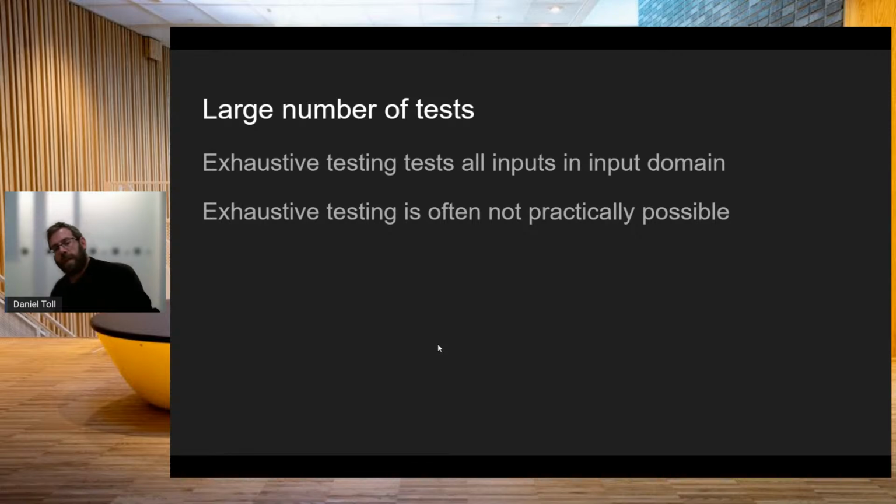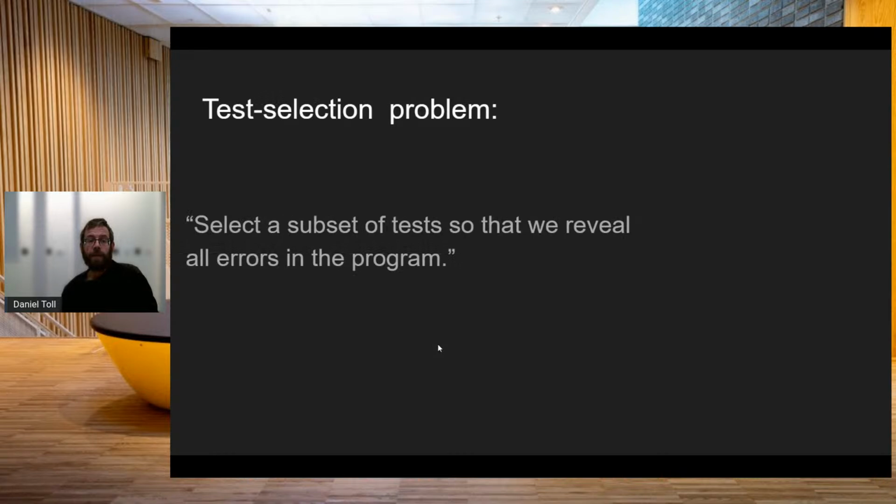I just want to remind you of the test selection problem. Exactly like when you're generating unit tests, we can generate how many tests we want. And you remember the name exhaustive testing is when we try to test everything, test every combination of input. And with manual testing, or even if we're generating system tests, it's the same thing. So we cannot test everything if we don't have a toy problem. So the test selection problem also applies here. So we try to select a subset of tests so that we reveal all errors in the program without breaking the budget.